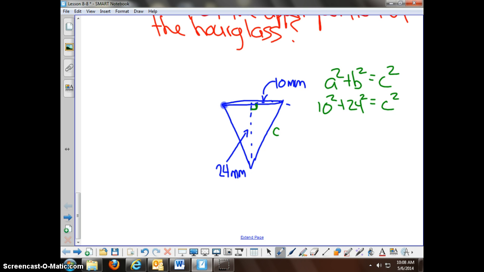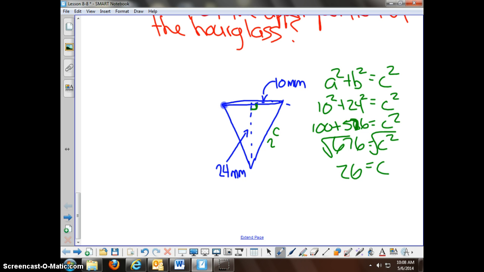Ashwin, keep going. What's 10 squared? What's 24 squared? Everybody. 576. And add those together, we got 676 equals C squared. We're going to take the square root of both of those. And what is the square root of 676? 26. So we now know that the slant height is 26 millimeters.